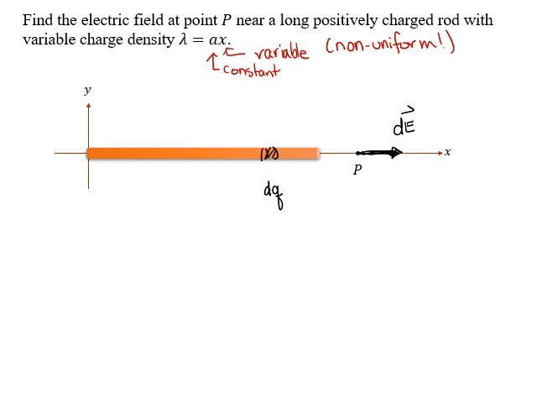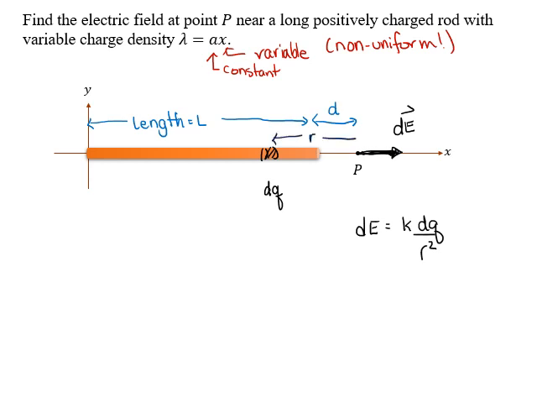Okay, next let's deal with our parameters and dq. First thing I'm going to do is label the length of the rod L. And I'm going to say the distance between the end of the rod and the point where we're trying to find the electric field is D. If we write down dE, we know that dE is equal to k times dq divided by r squared. So let's get r in our diagram. r is the distance from dq to our point P. So r is from here to here.